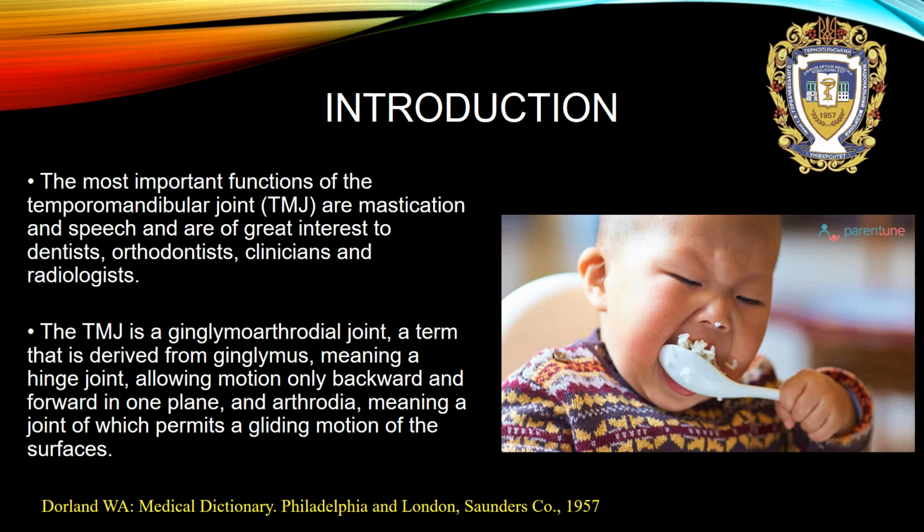First part, introduction. The most important functions of the temporomandibular joint, TMJ, are mastication and speech, and are of great interest to dentists, orthodontists, clinicians, and radiologists. The TMJ is a ginglymoarthrodial joint, a term derived from ginglymus, meaning a hinge joint, allowing motion only backward and forward in one plane, and arthrodia, meaning a joint which permits a gliding motion of surfaces.